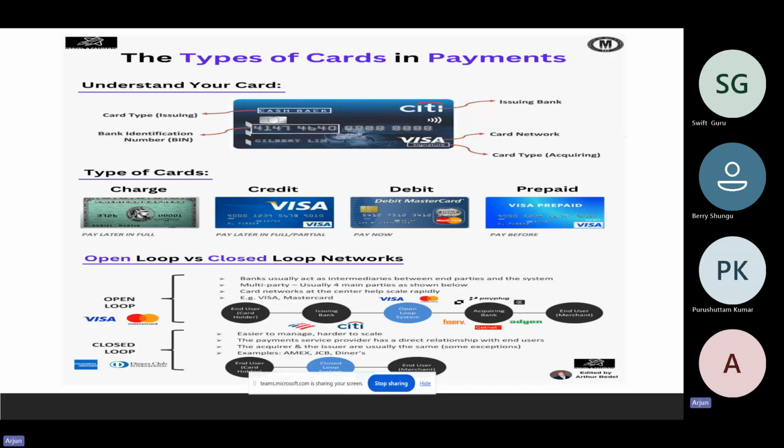So, Barry, which is the most used card in Tanzania? We are using Mastercard mostly.